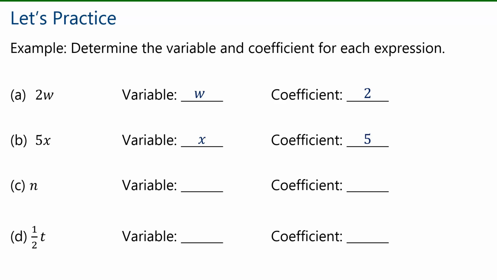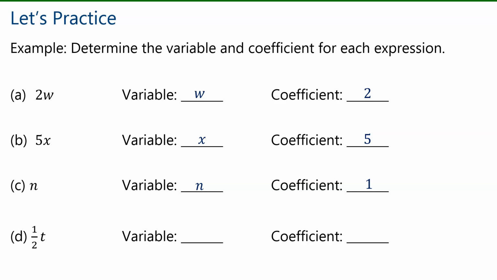In C, the variable is n, but what is the coefficient here? There's no number written in front of the variable. Well, there's actually a 1 there, but we don't always write it in, because 1 times n is simply going to be n. So we don't write the 1 there, but you're supposed to know now that in front of a variable, if there's no number there, there's always a hidden 1.